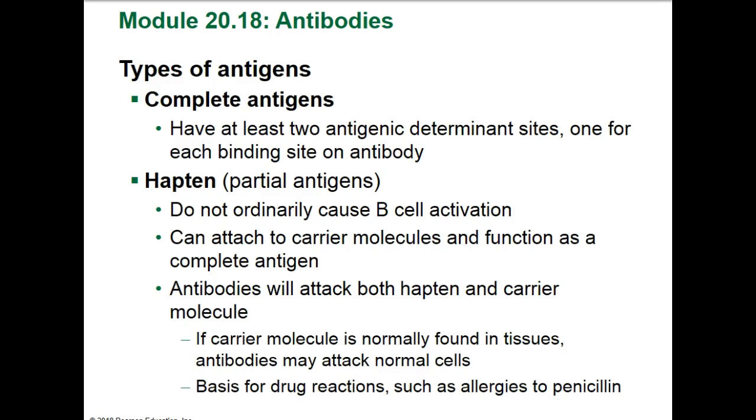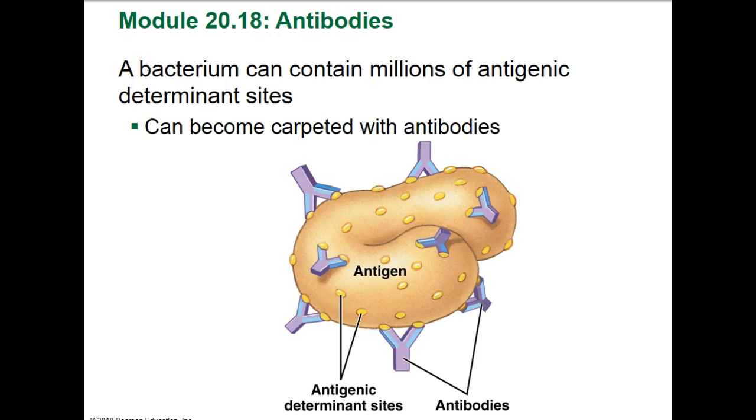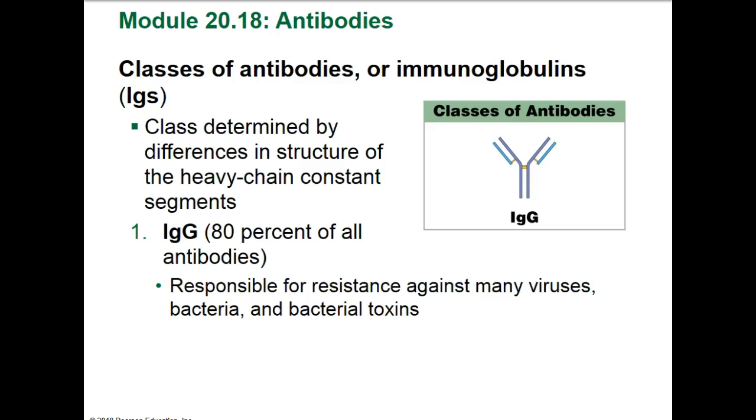Okay, so again, they're saying a hapten is just too small to recognize. And a bacterium can contain millions of antigenic determinants, like I said. And therefore, you can form a lot of different antibodies to a lot of different antigens on one bacterium.